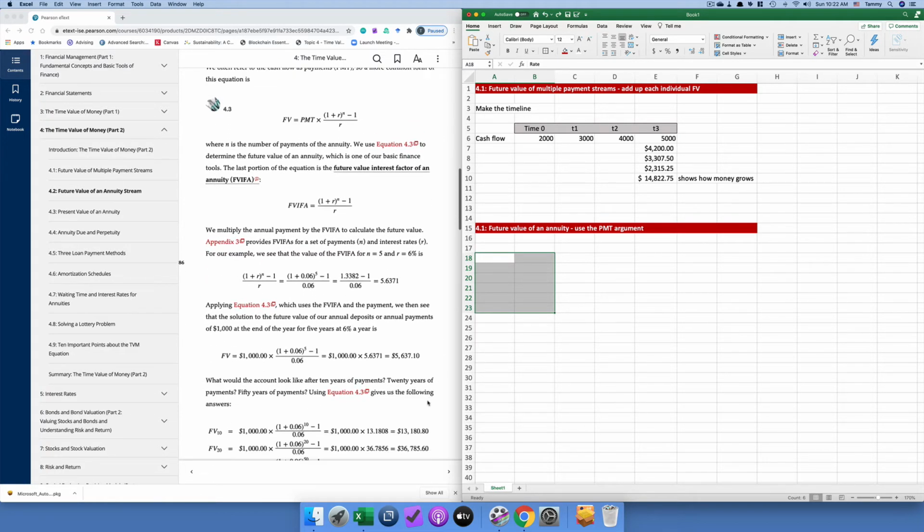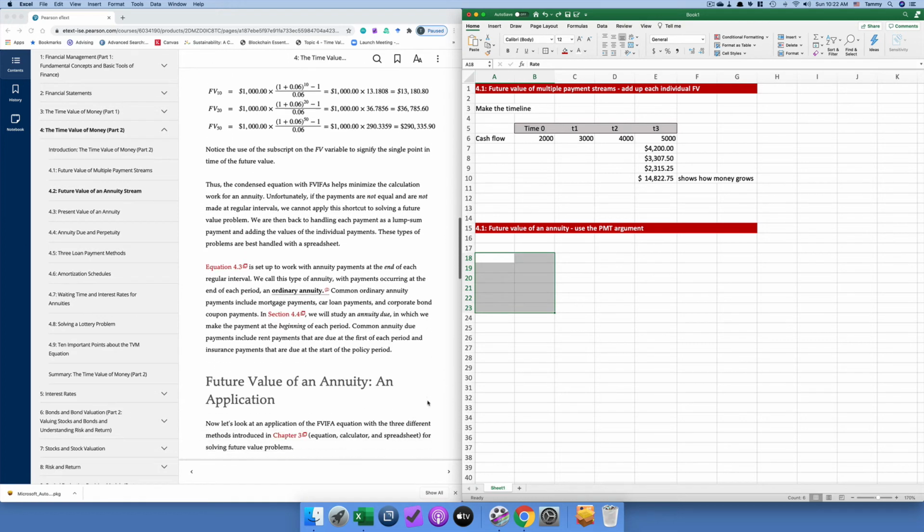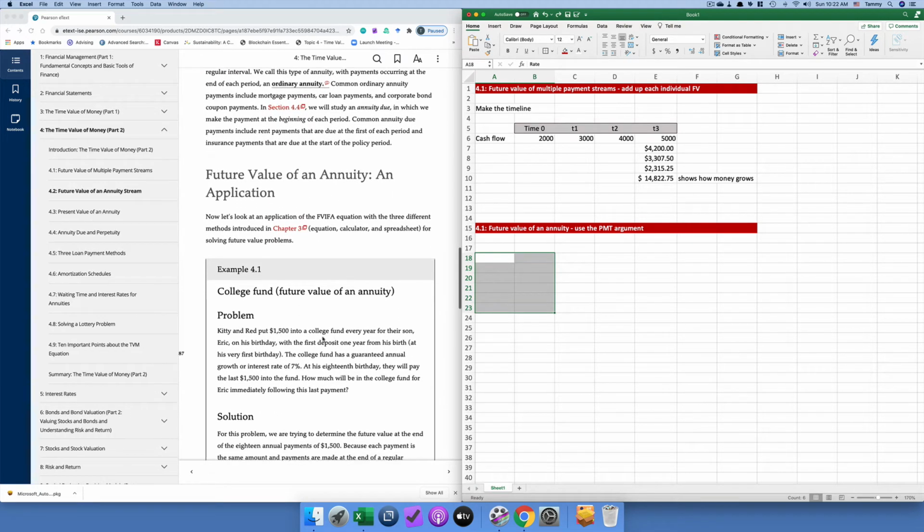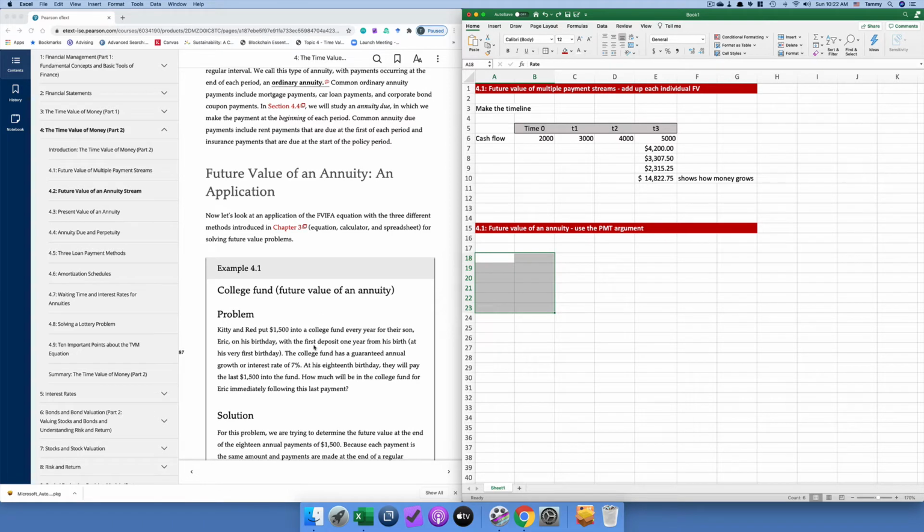All right, so here we have our application. We have a college fund where the parents are putting $1,500 into a college fund every year on his birthday, with the first deposit 1 year from his birth. The college fund has a guaranteed annual growth or interest rate of 7%. And on his 18th birthday, he can pay the last $1,500 in. How much will be in the college fund for Eric on his 18th birthday?